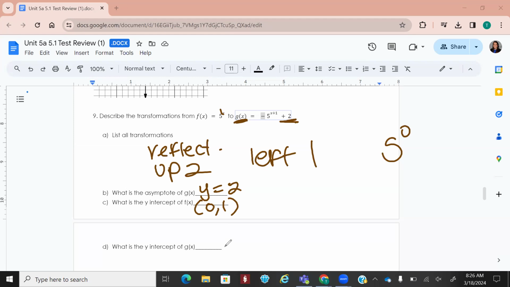If we plug in 0 into g of x, that's going to give me negative 5 raised to the 0 plus 1, plus 2. So 0 plus 1 is 1. This is going to give me -5 raised to the first power plus 2. -5 plus 2 is -3. So this is going to have a y-intercept of (0, -3). Questions on that?